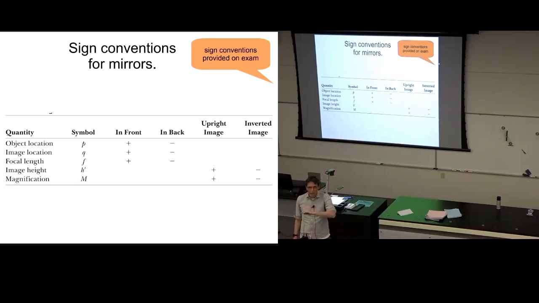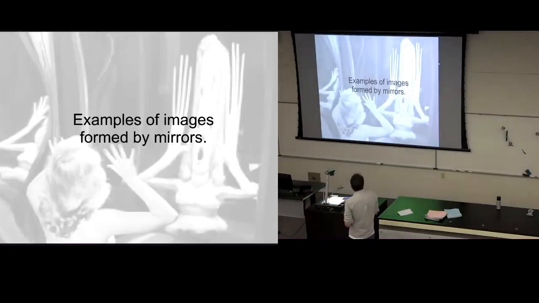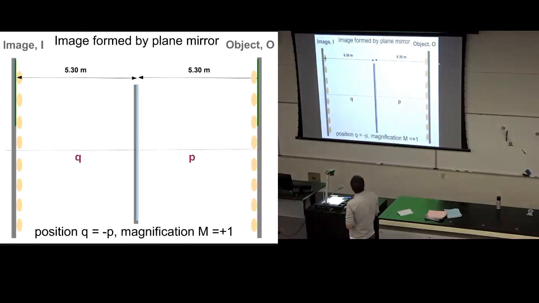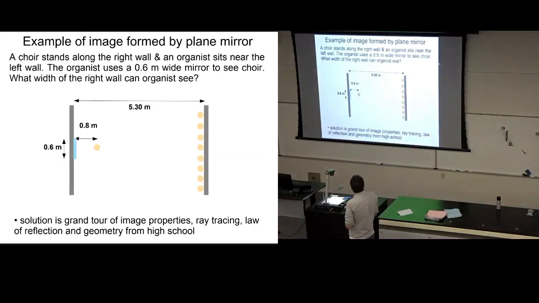You'll get an equation sheet, or a table on the exam that summarizes all these sign conventions, like positive P is in front of the mirror, a negative Q is behind the mirror, a concave mirror has a positive focal length, a convex mirror has a negative focal length. You won't have to remember all that, I'm just saying that. Let's move on with an example.